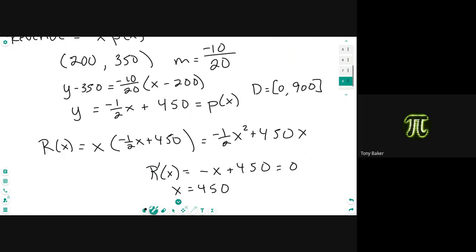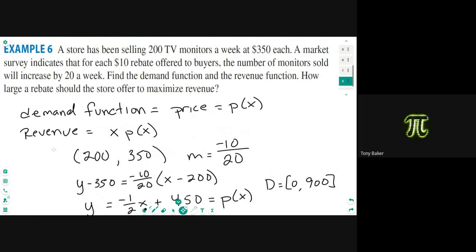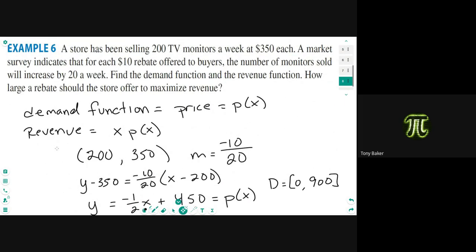Okay. So X was what? This is why sometimes using X's and Y's doesn't help me. X is the number of TVs sold, right? So to maximize revenue, I need to sell 450 TVs. Is that what they're asking? No. They're asking for the maximum, how big of a rebate or how big of a coupon that I should offer.